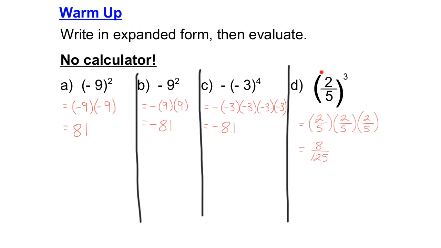Here, a lot of people freak out when they see a fraction, but you needn't worry. The base is 2/5. It's multiplied by itself 3 times, so that's where this comes from. 2/5 times 2/5 times 2/5. When you multiply fractions, the numerator multiplies across, so 2 times 2 times 2 is 8. And the denominator is 5 times 5 times 5. That's 125. So the answer is 8 over 125.